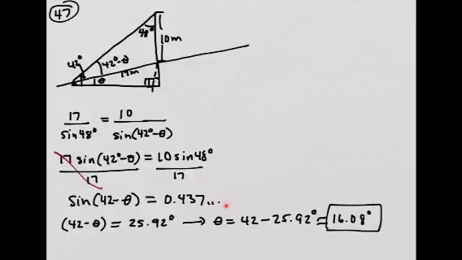Remember, every time you're looking for an angle, you have to hit inverse sine. So you hit inverse sine and you get this angle right here, which equals 25.92. So it's inverse sine of this ratio. And so you're looking for theta, so then theta is 42 minus this answer right here. Okay, and that's what you get. That's your degree, that's your rise right here.